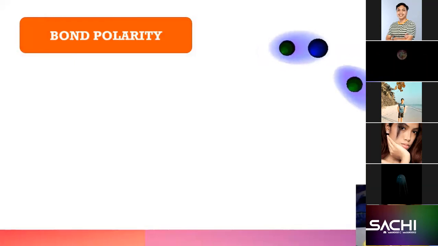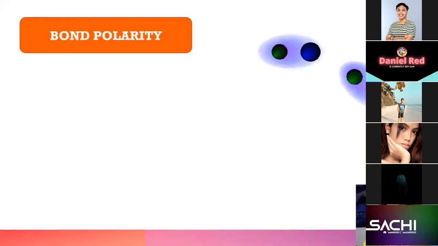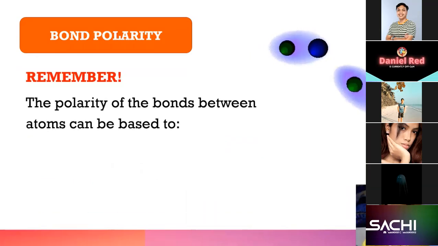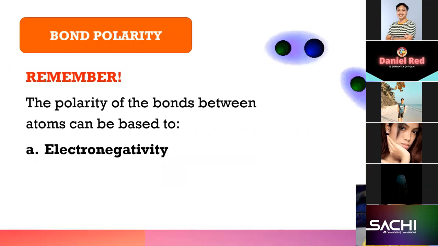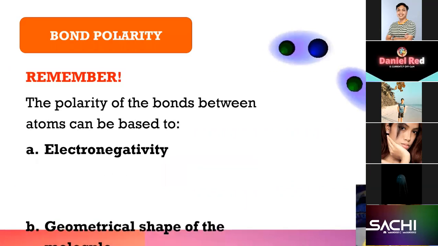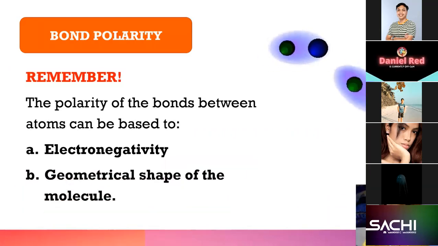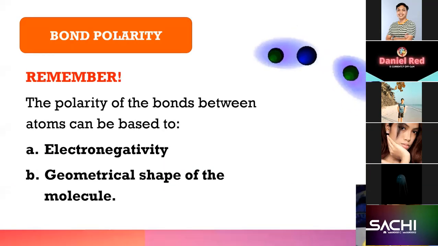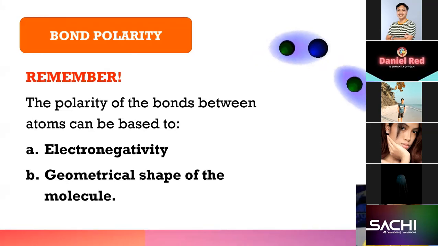The first concept that you will encounter in this discussion is bond polarity. But what is the meaning of bond polarity in the first place? Remember, the polarity of the bonds between atoms can be based on the following. First one is electronegativity and geometrical shape of the molecule. As you can see in the interpretation, bond polarity is about the combination or the attraction of two molecules to each other, forming different substances or different molecules.